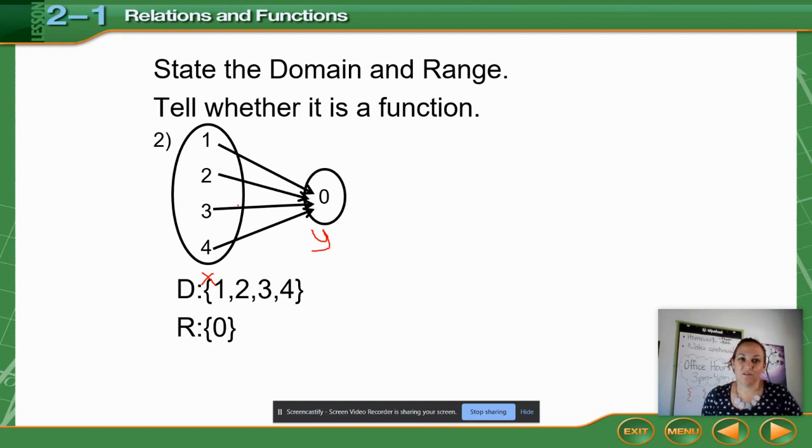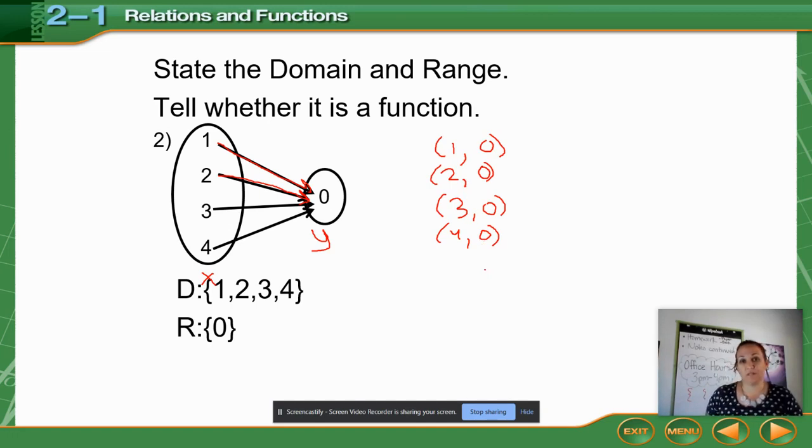Each of these arrows represents an ordered pair. If we follow an arrow, we could convert this into ordered pairs instead. That first arrow is 1, 0. If we follow this second arrow, that is telling us that it's an ordered pair 2, 0. So you can tell how many ordered pairs a mapping has based on how many arrows it has. This one has a total of 4 ordered pairs. If you want to change it all to ordered pairs because that's easier to work with, that's totally acceptable. Here's what it looks like as ordered pairs.